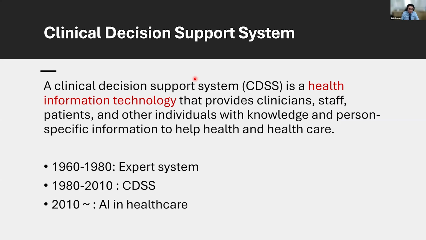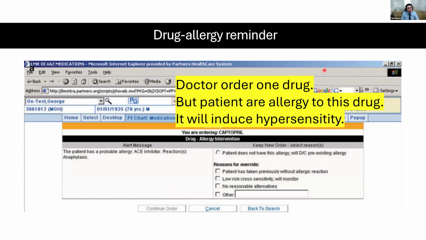In 1960 to 1980, we called this the expert system. And 20 years ago, we called this a clinical decision support system. But now AI is very popular, so we call this AI in healthcare. So actually, the expert system, clinical decision support system, and AI in healthcare are similar. But if we use rule-based reminders for the physician, could we prevent medication errors?